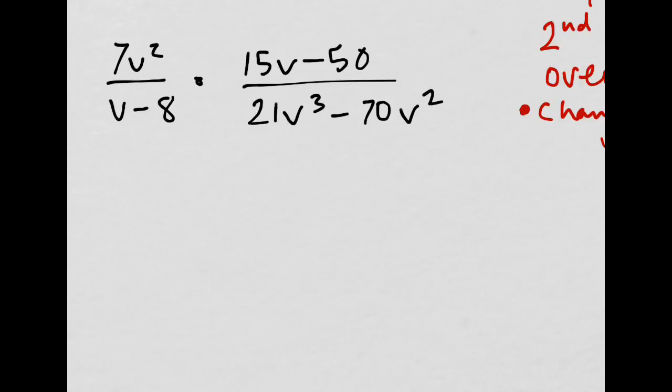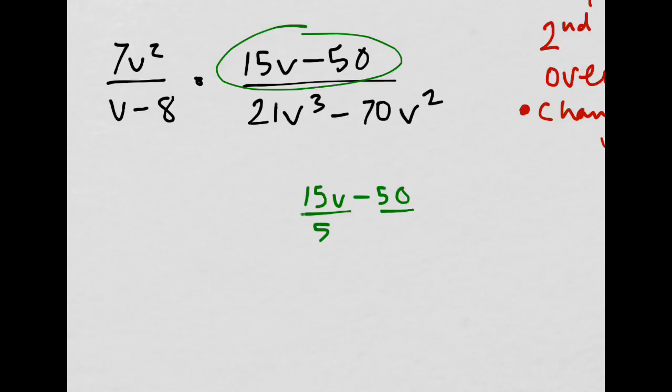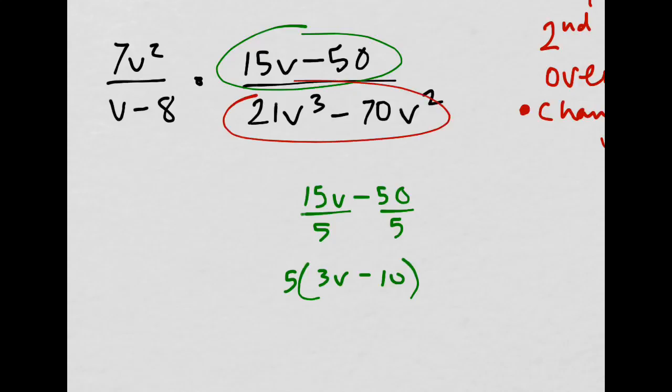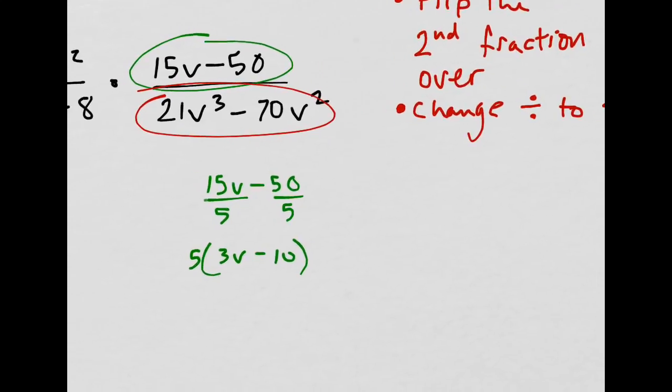I'm going to take a look at this and try and factor it. So 15v minus 50, that's this part. I can divide by 5. So I will divide by 5. I get 5 on the outside, 3v minus 10, it looks like. And then I'll factor this part. I can't really factor anything over here, so I won't. So let's factor that real quick.